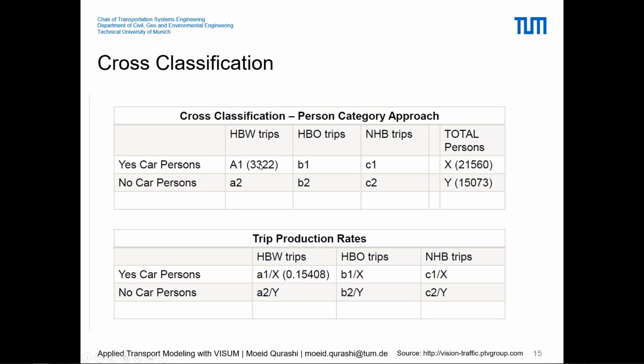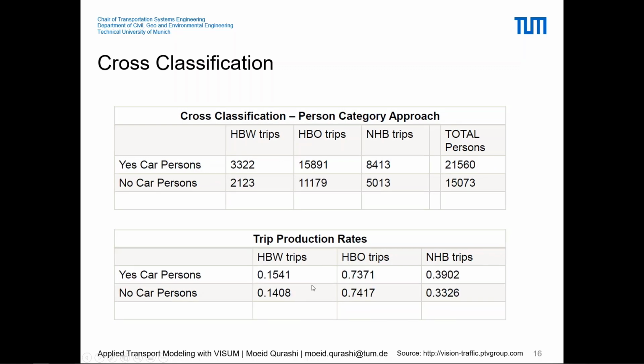So what you will do to find each one of them, you'll simply divide 3322 by 21560, and you'll get a percentage or production rate for home-based work yes car as 15.4. This is the simple idea. And similarly, you can see for all the values you have the production rates. So these all are different trips for home-based work, home-based other, non-home-based, yes car and no car, and then you have total persons with yes car and no car.